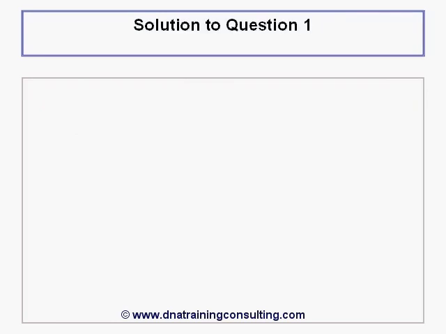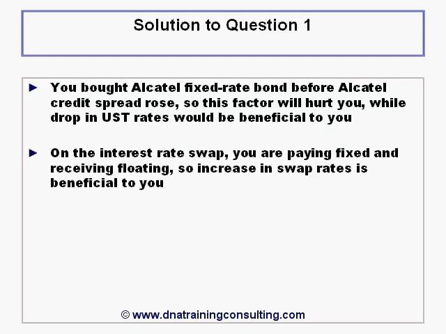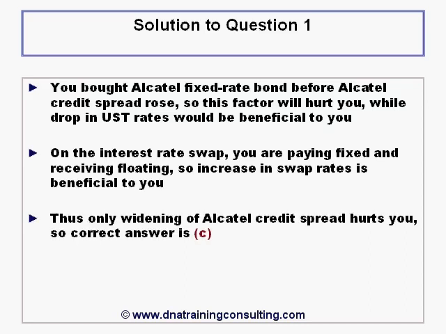Solution to question 1. You bought an Alcatel fixed-rate bond before the Alcatel credit spread rose, so this factor will hurt you, while the drop in U.S. Treasury rates would be beneficial to you. On the interest rate swap, you are paying fixed and receiving floating, so the increase in swap rates is beneficial to you. Therefore, only the widening of the Alcatel credit spread hurts you, so the correct answer is C as in Charles.